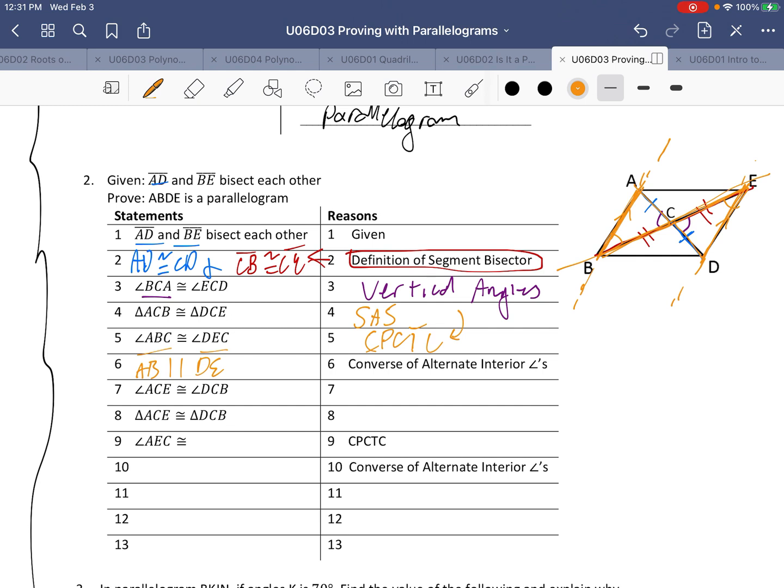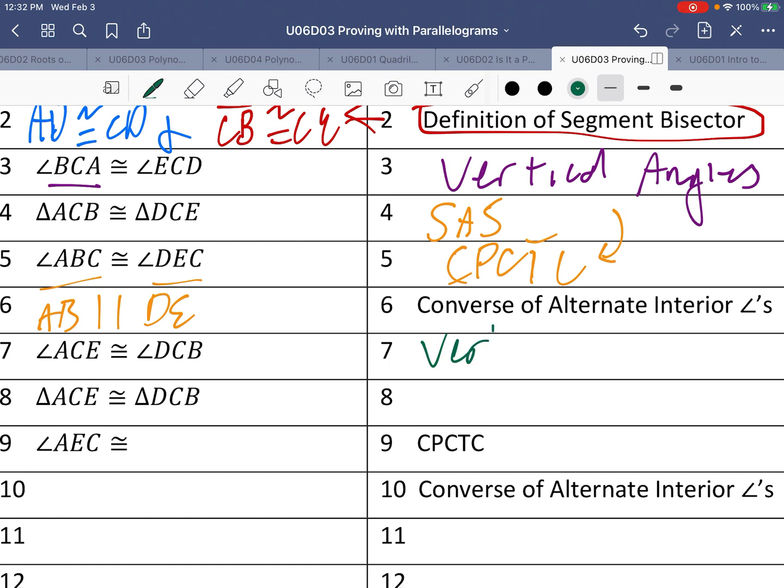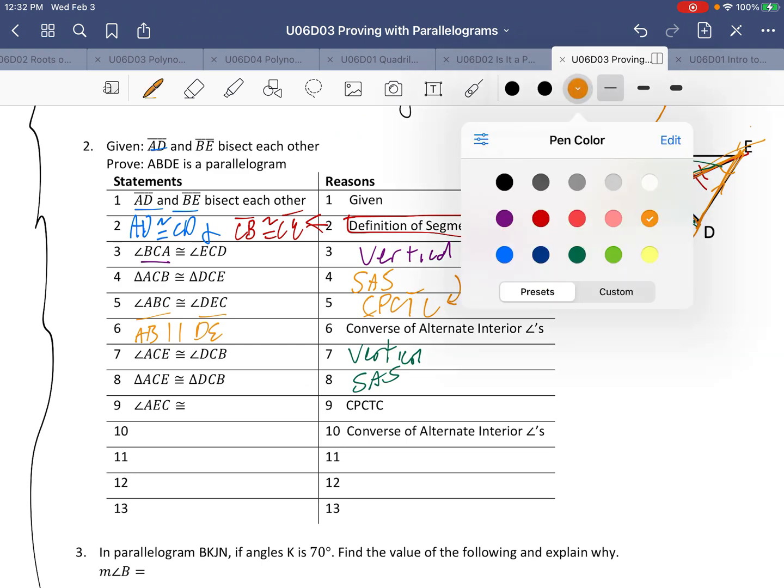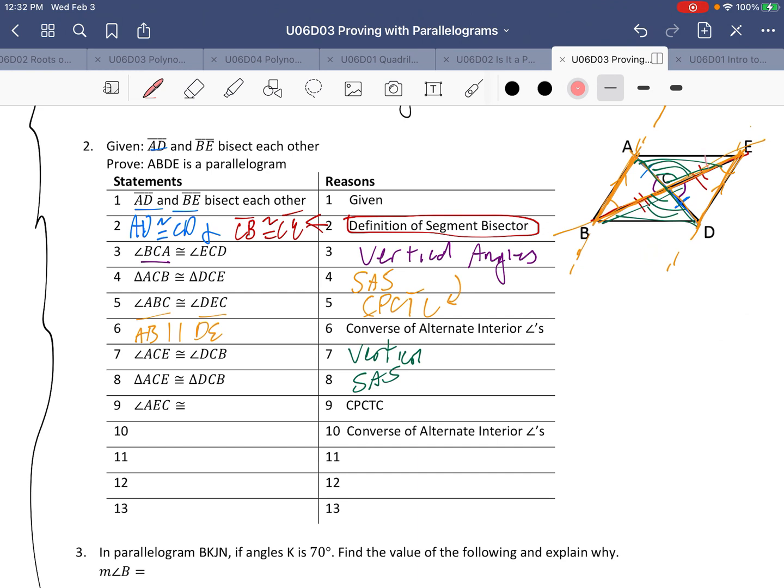Next, because these angles, ACE is going to be a vertical angle to DCB, these are also two congruent triangles, also by SAS. So these were vertical, making these triangles congruent by SAS. So AEC, which is over here, will be congruent to angle EBD in the other triangle. So EBD. By CPCTC, because we've proven those two triangles are congruent.